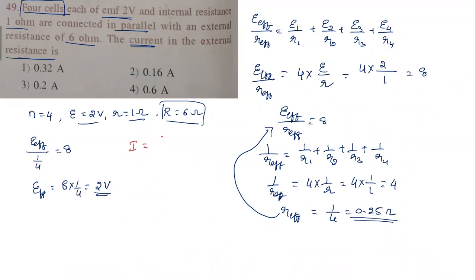Current I is given by E effective divided by R plus R effective. So E effective is 2, R is 6, plus R effective is 1 by 4. We need to simplify. It will be 8 by 25. So the answer to the question is 8 by 25. Simplifying this, you get the answer 0.32 ampere.